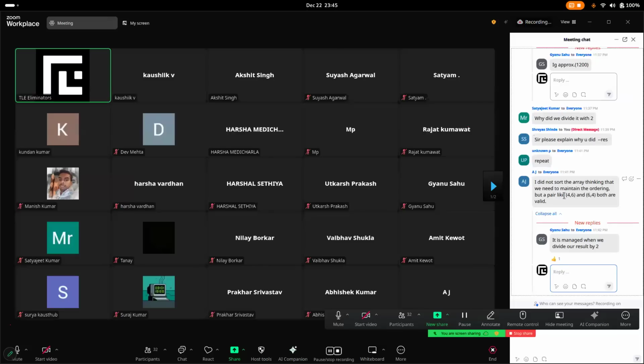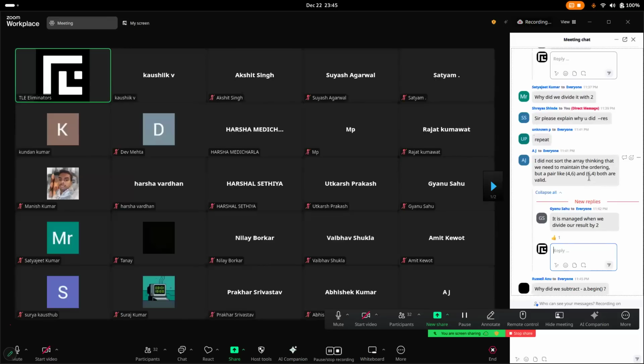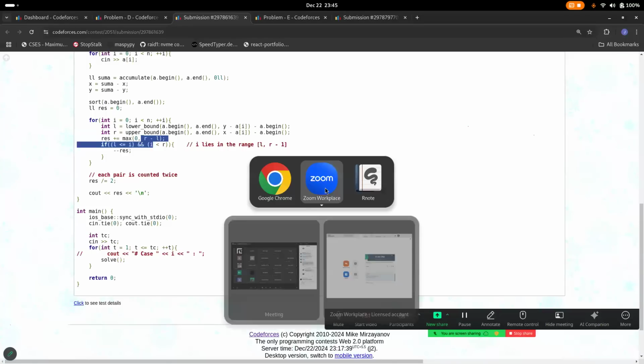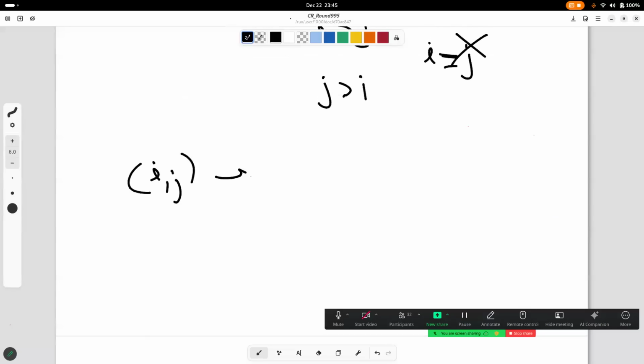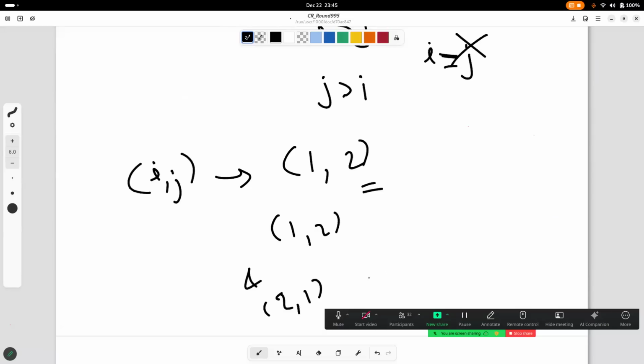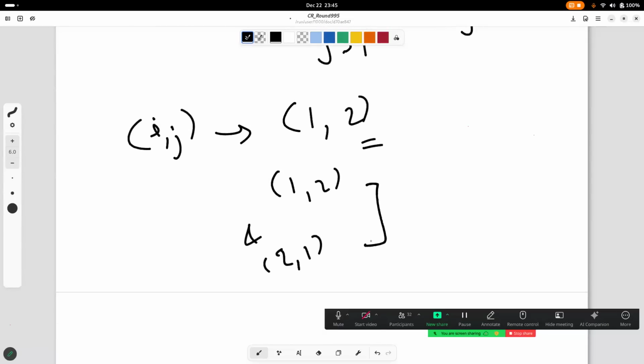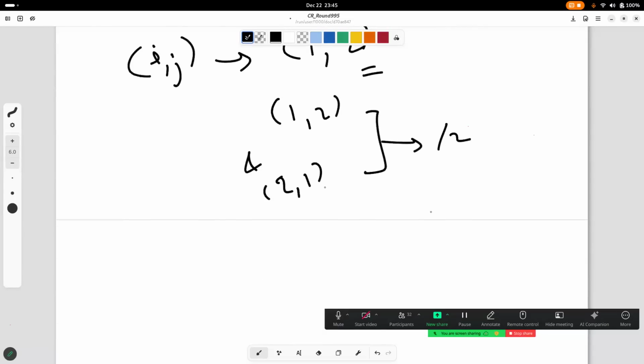Okay, according to the question, (4, 6) is valid, but (6, 4) is not valid. So you have to maintain the ordering. But the thing is that if you count the pair (1, 2), and also count (2, 1), you've just counted it twice, so you can divide by 2 to get your answer.